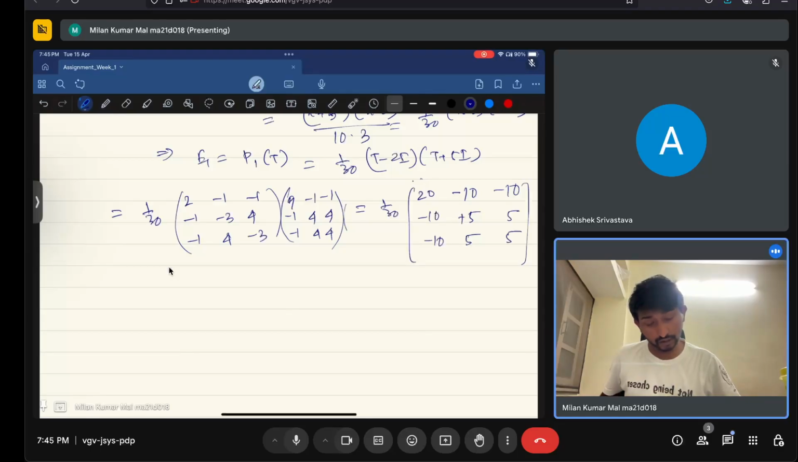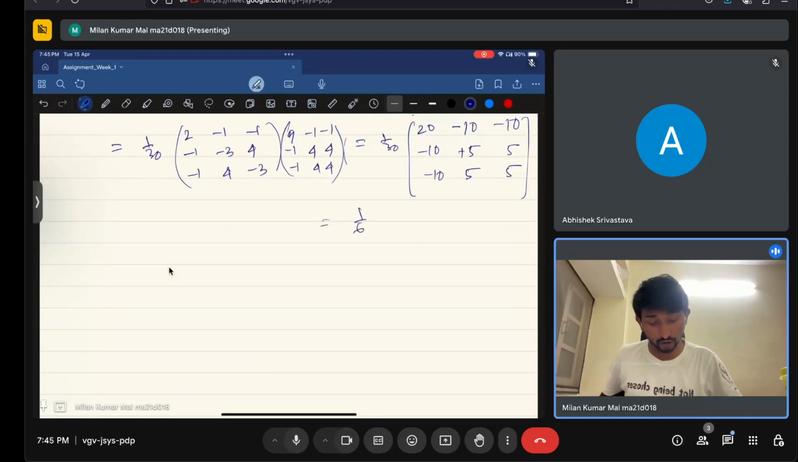So this is the matrix, so that will cancel out, you have to cancel out everything, and it will be 4, minus 2, minus 2, minus 2, 1, 1, minus 2, 1, 1. So this is the projection 1.